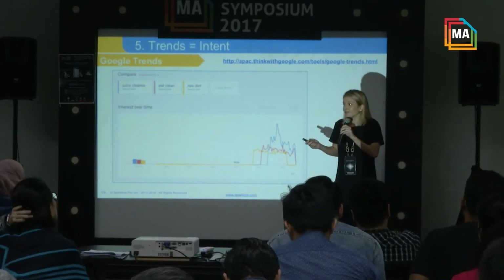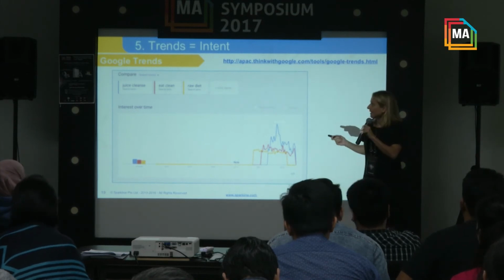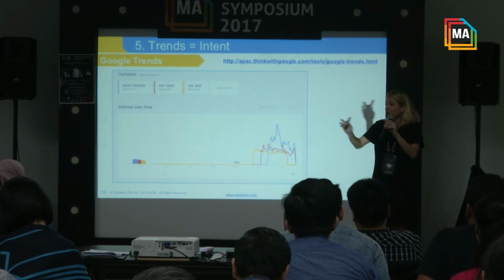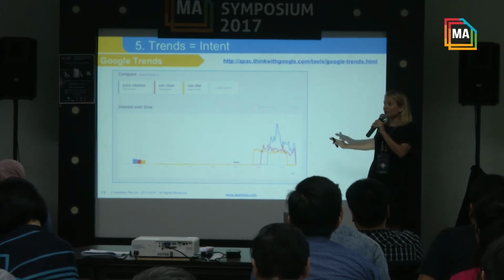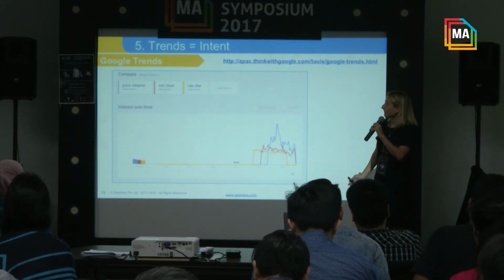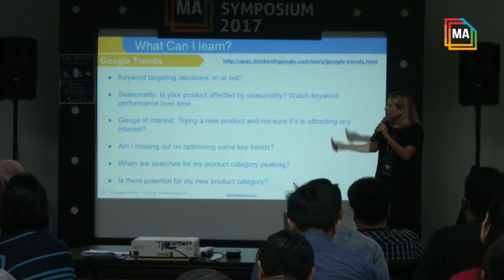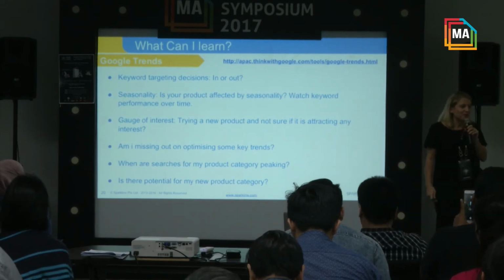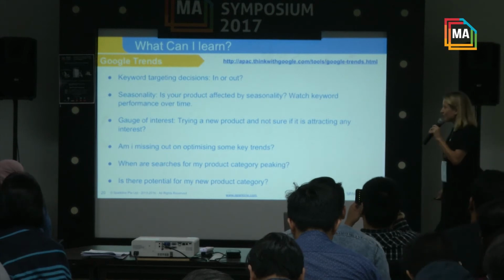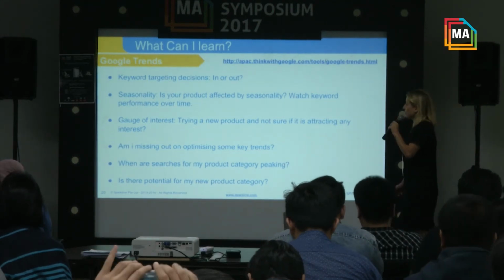Does this make sense? And there's no wrong answers either. So you can type stuff in and it might not show you anything at all if it doesn't have enough information, but that's okay, then you eliminate it. Okay, so I've already told you all the things you can learn from this, so I'm going to move forward, but there's lots of cool stuff you can learn from Google Trends, so I would definitely explore it.